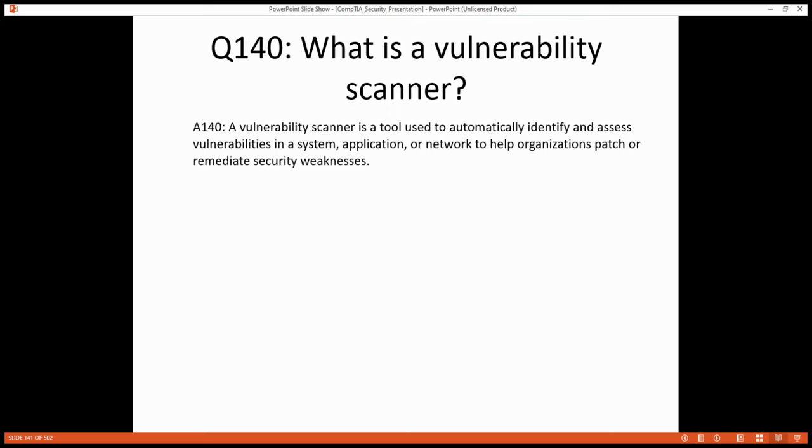Q140. What is a vulnerability scanner? A140. A vulnerability scanner is a tool used to automatically identify and assess vulnerabilities in a system, application, or network to help organizations patch or remediate security weaknesses.